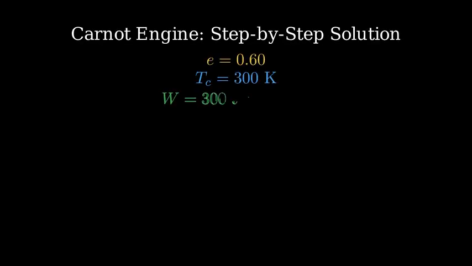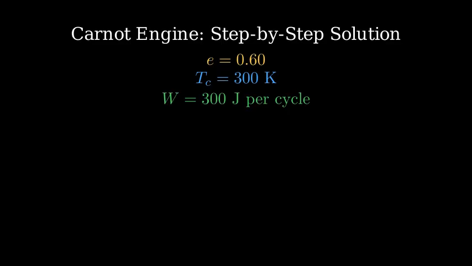In this video, we'll solve a classic Carnot engine example step by step. A Carnot engine has efficiency 0.60, and the cold reservoir temperature is 300 Kelvin. We will find three things. First, the hot reservoir temperature.